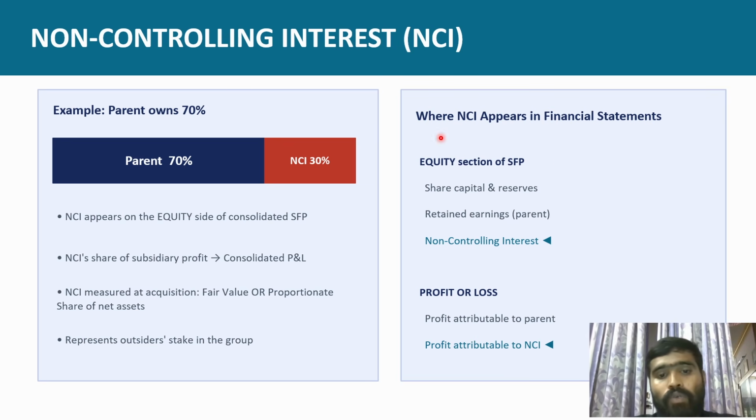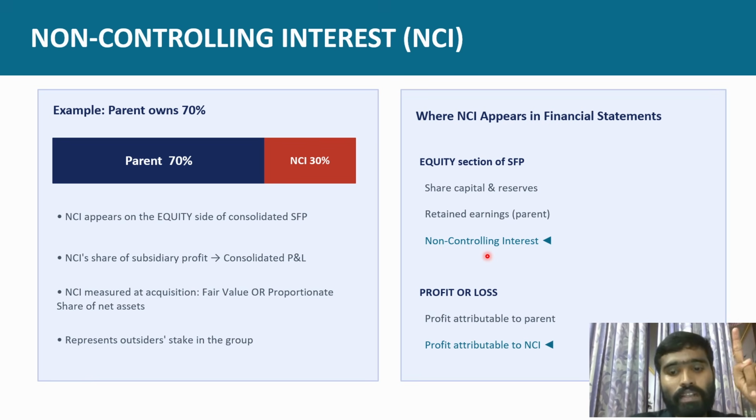So how can we show NCI in our statement of financial position? Share capital means our capital, the parent company's. Retained earnings, the parent company's. Third will be non-controlling interest. When we are merging the financial position statements of parent and subsidiary, this will be the presentation of the equity part: share capital, retained earnings, NCI.